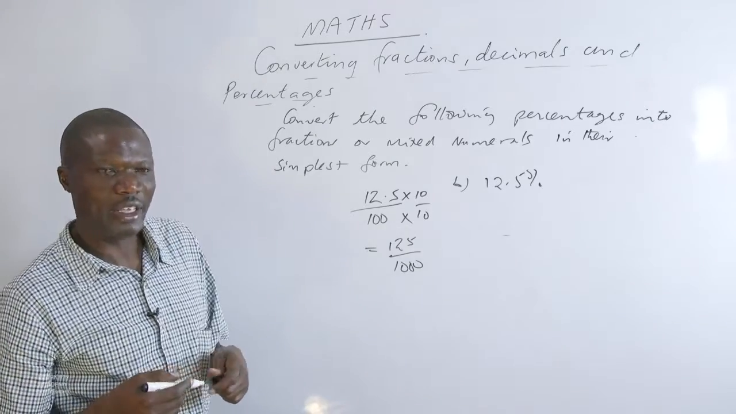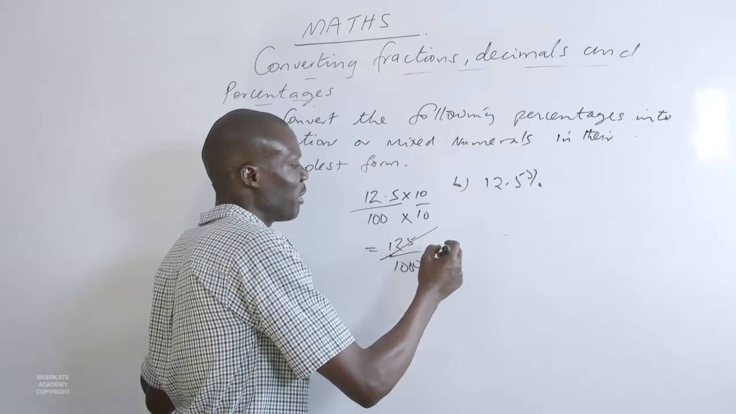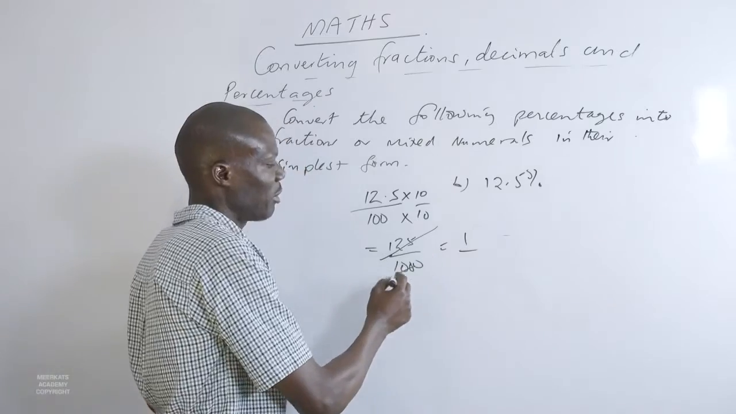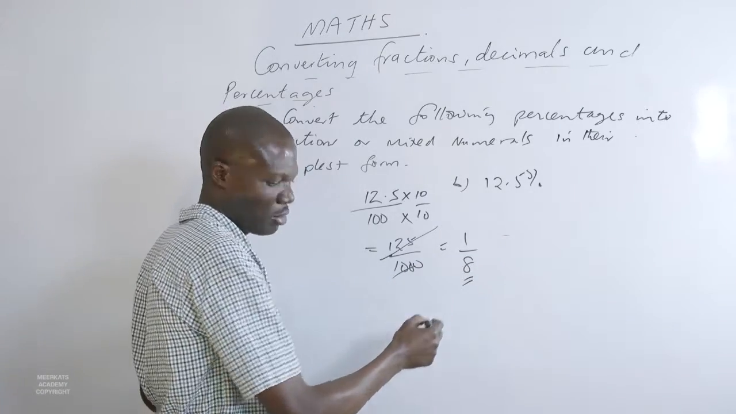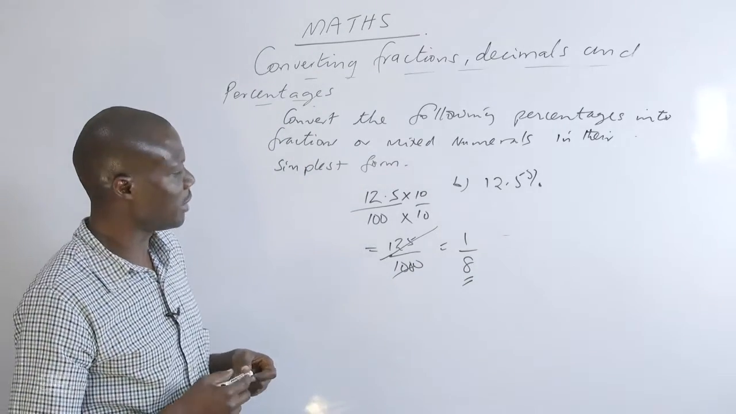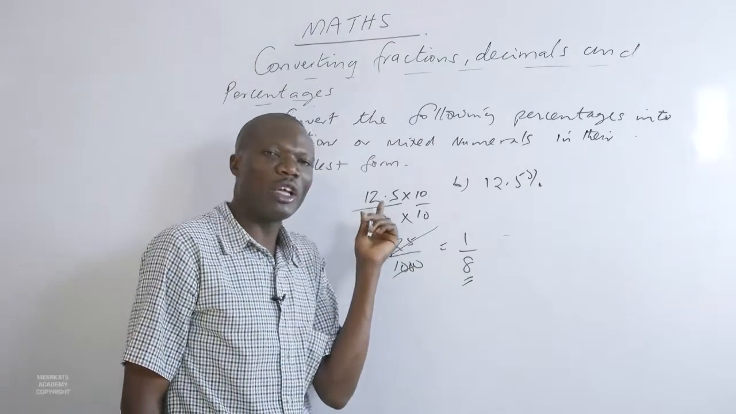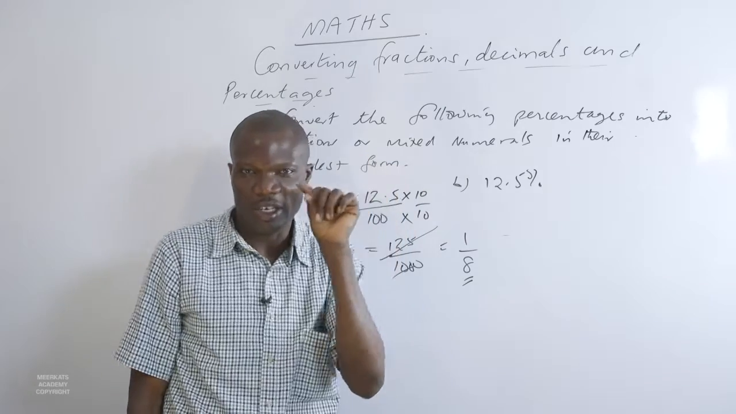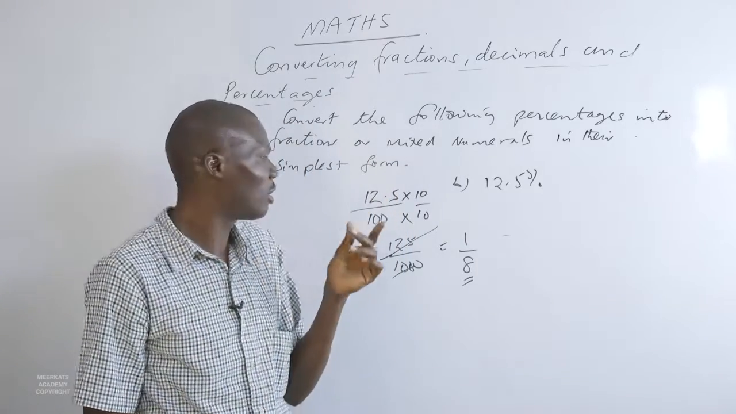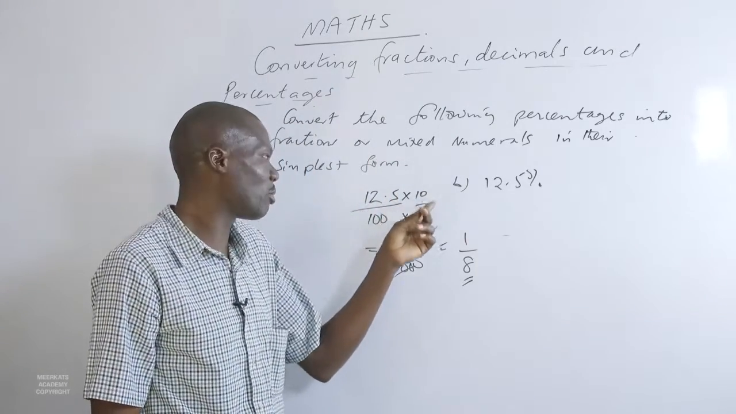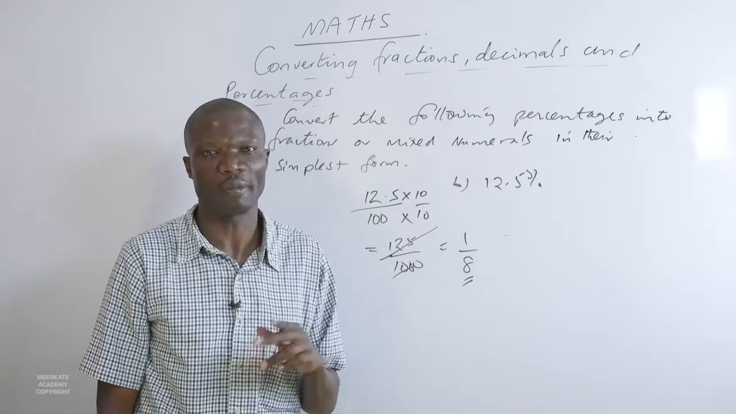When you divide the numerator by 125 it is equal to 1, and the denominator by 125 is equal to 8. So when converting, always make sure that the numerator is not in decimal format. That's why we remove the decimal by multiplying by 10.